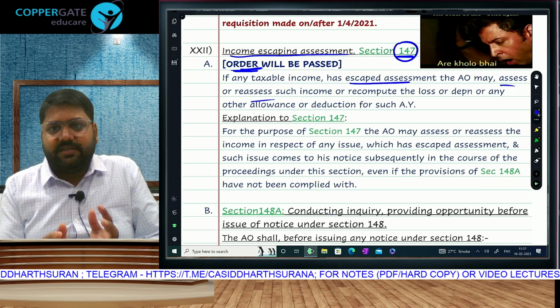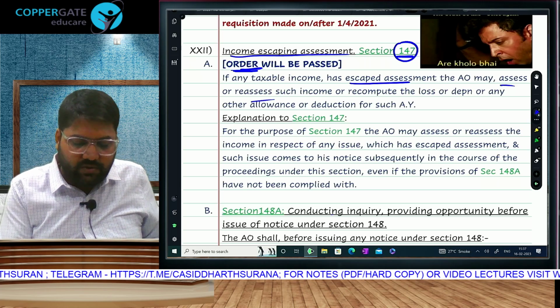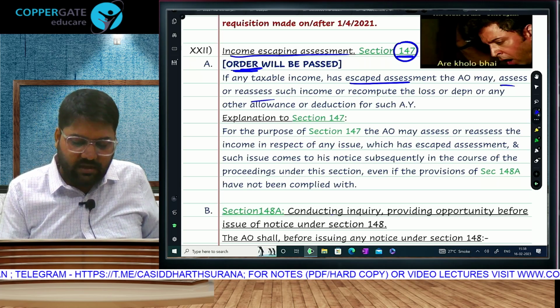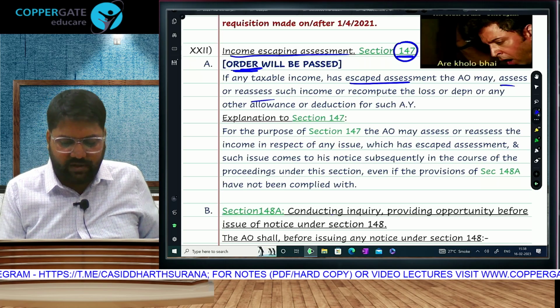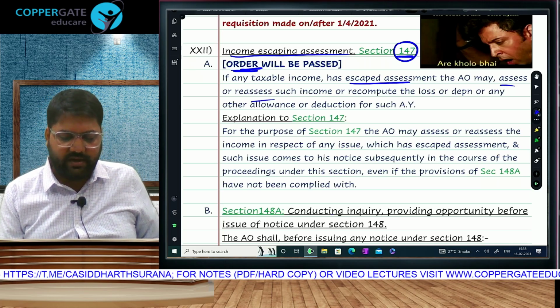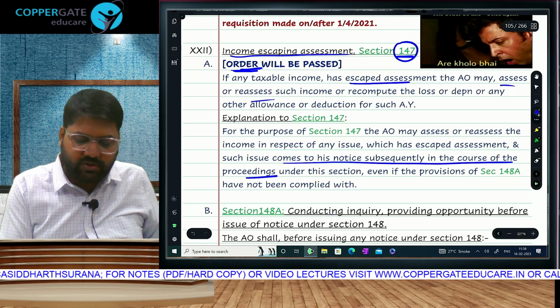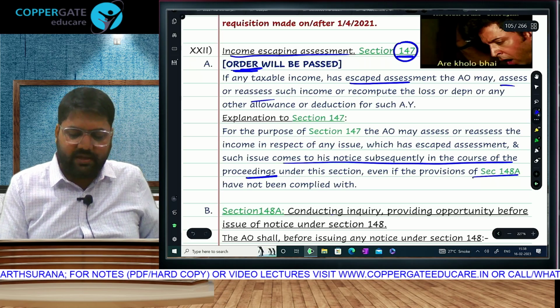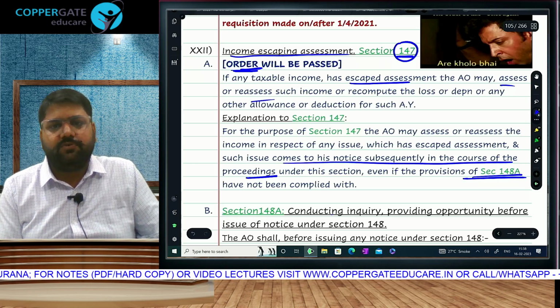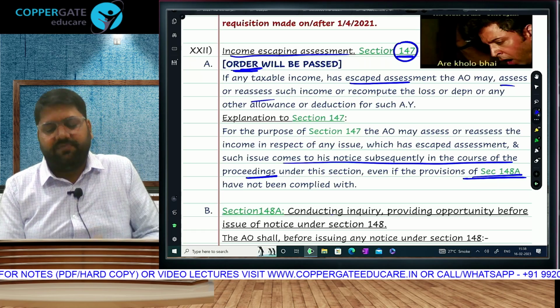Here only the explanation clearly says that once he gives you a notice with respect to section 147, the notice will be given in 148 and he has followed the procedure of 148A, then any issue that comes to his notice subsequently in the course of his proceeding, he can take up that issue without following the procedure of 148A.